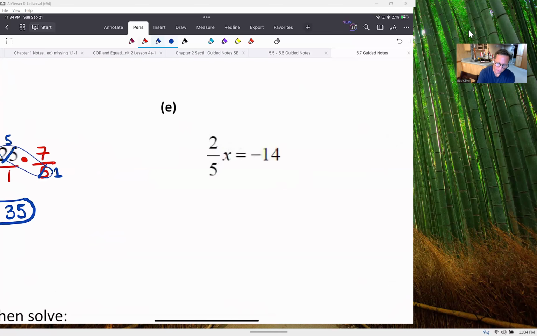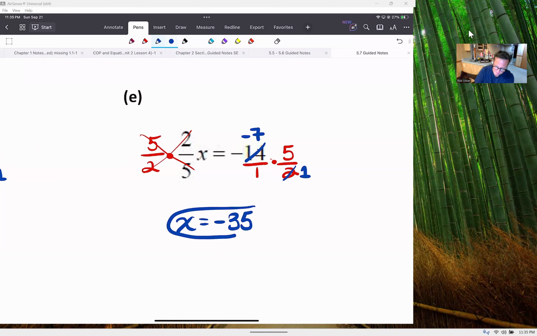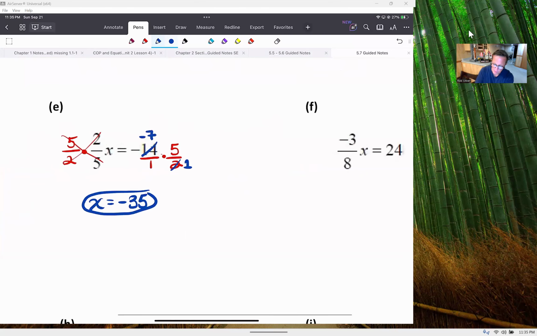Right here, we're going to flip 2/5 and make it 5 over 2, because 5 over 2 times 2/5 is 10 over 10, and 10 over 10 equals 1. All this turns into a 1 and cancels out. We're going to multiply negative 14 times 5 over 2. Then 14 and 2 can be divided by 2, so this turns into negative 7. That's a 1. So x equals negative 35. Did we just get that? No, we got positive 35.